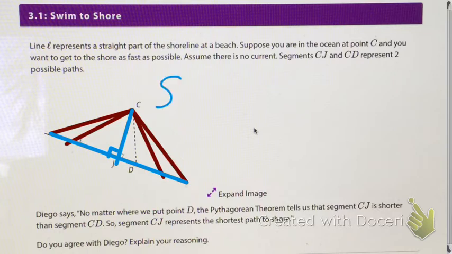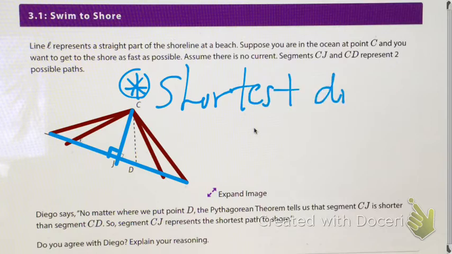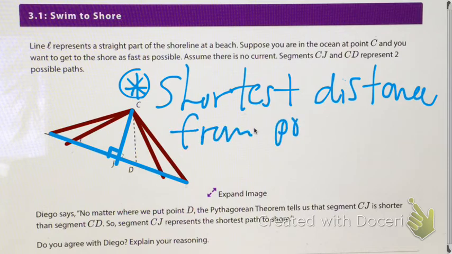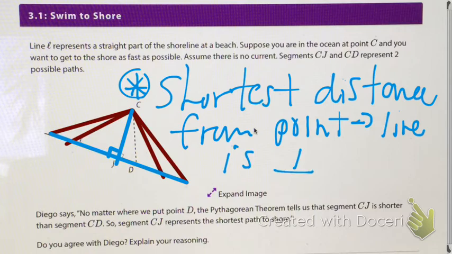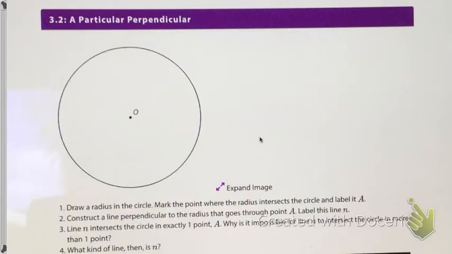So you can make a quick note to self in your notes: the shortest distance from a point to a line is perpendicular, and we like this symbol for perpendicular. And we take that knowledge and move on to the next step.